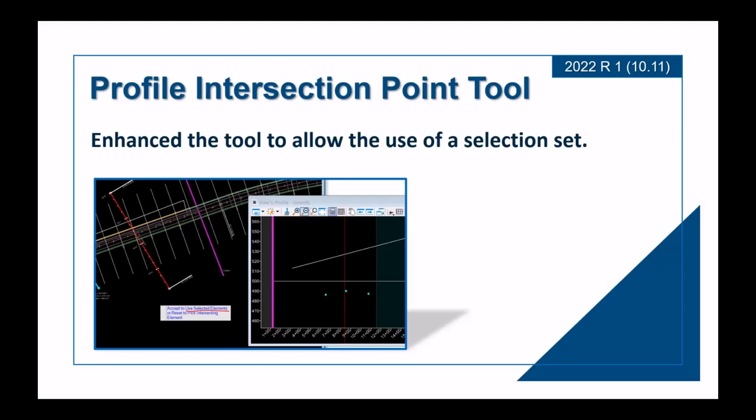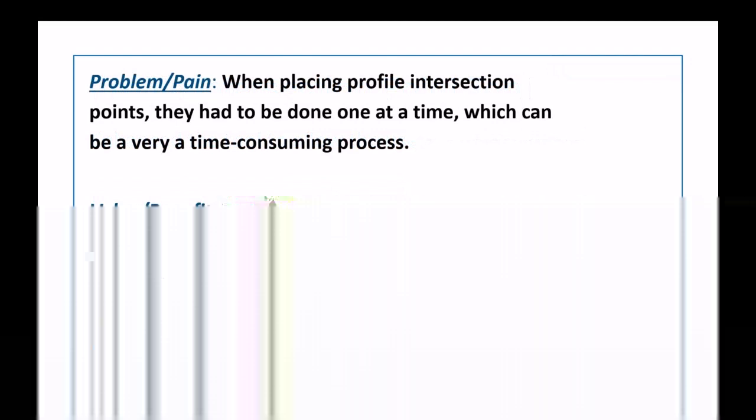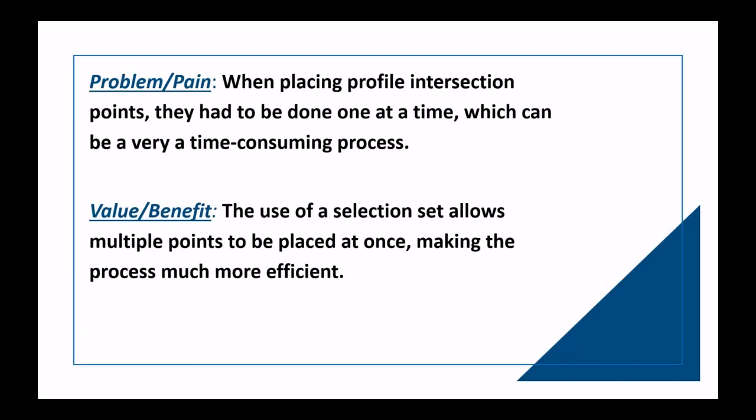The first change that we made was in 2022 R1, where we enhanced the tool to allow the use of a selection set. So if you've ever had multiple crossing points or multiple profile intersection points, they had to be done one at a time, right? If you had 3 or 4, that was one thing, but if you had 30 or 40, it could be a fairly time-consuming process. So now, having the use of a selection set allows multiple points to be placed at once, which is obviously much more efficient.